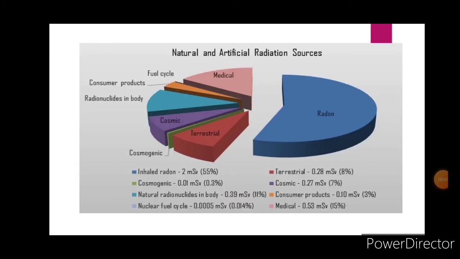Here is a pie chart showing the different natural and artificial radiation sources. We can see radon, which is the dominant source, then terrestrial sources, cosmogenic sources, cosmic rays, nuclides in our body, consumer products, fuels, medical. Just look at it. Very few, a small portion, is artificial radiation. The artificial radiation sources are medical, the fuel cycle and consumer products, while radionuclides in our body, cosmic rays, terrestrial sources and radon come under natural radiation sources. And radon is the dominant one. It forms a large part of the entire radiation that exists in our world.